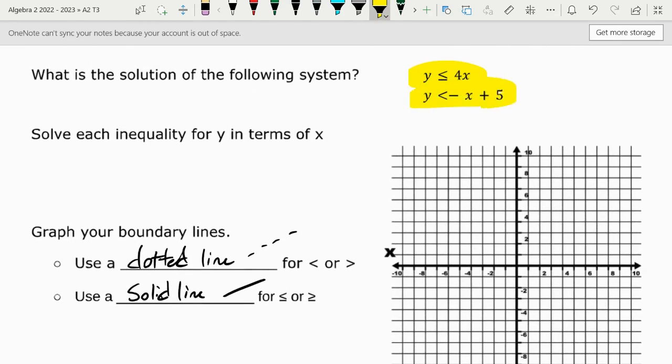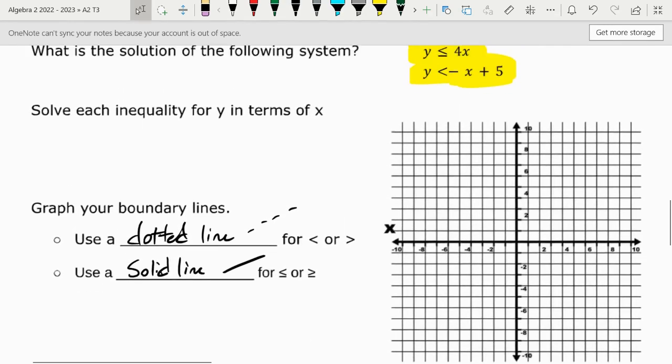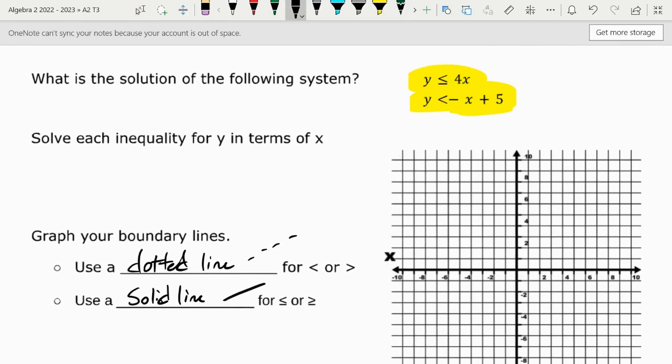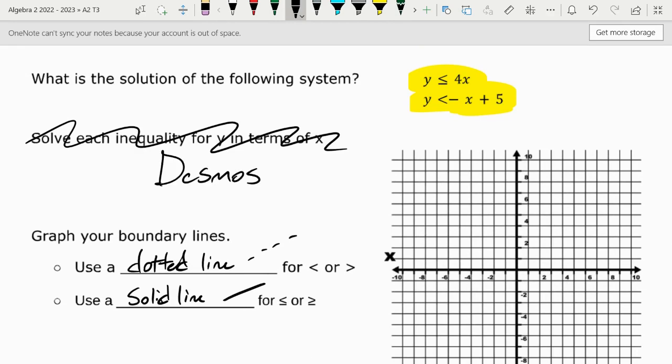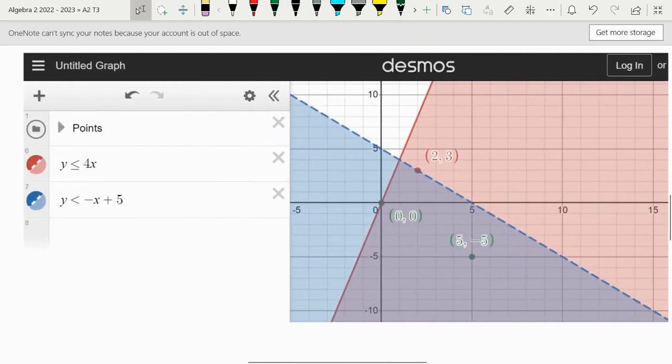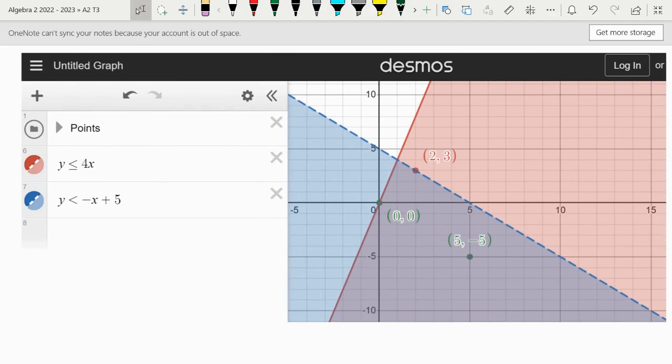So we're just going to take these right here and type them straight into Desmos. We don't really need to graph it on paper this year, and we also don't need to solve it in terms of y. In Desmos, we can pretty much bypass this altogether. If we head over to Desmos and type this in, we see that the solution set is actually this purple region right here. And we'll notice a few things.